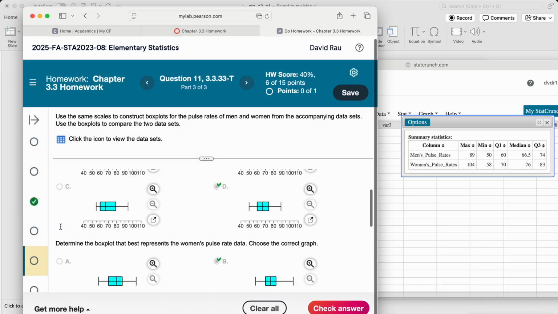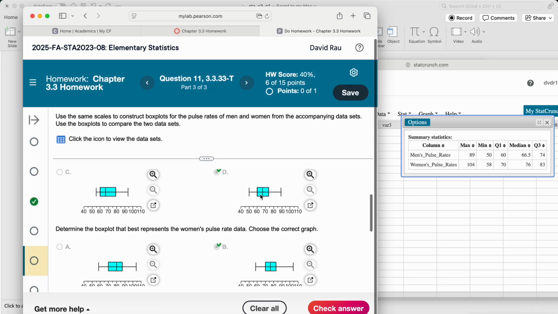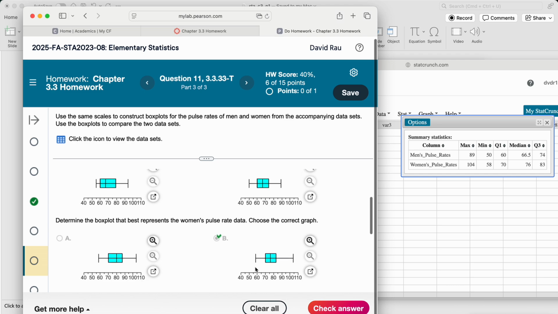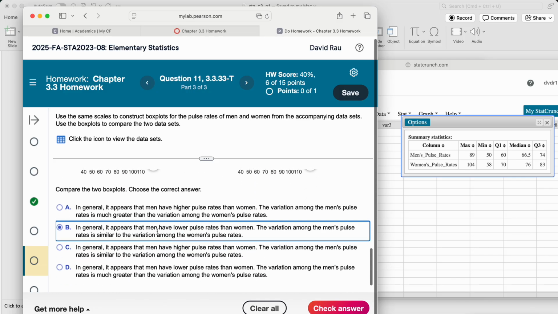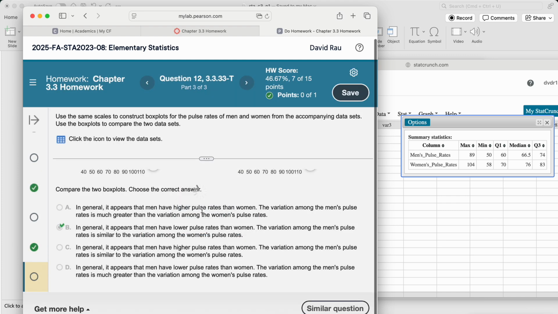Let's see here. Variation, one thing we could say there is, I think their interquartile ranges are pretty similar. And we go from, let's see here, essentially 58, well, we can see it here. From 58 to 104, that's about a distance of 50. This is a difference of 40. So I would say the men's pulse rates have less variation, or maybe similar. But let's see here. Men have lower pulse rates and men is much greater. So it's definitely not much greater. We know it's less variation we can see from the min and max. So I guess we're going with similar in this case.